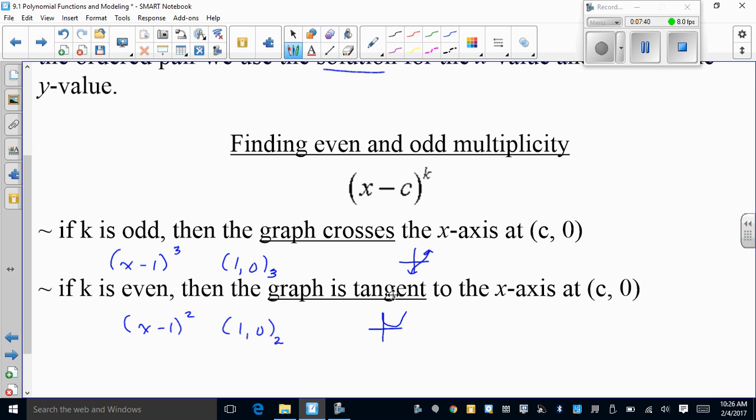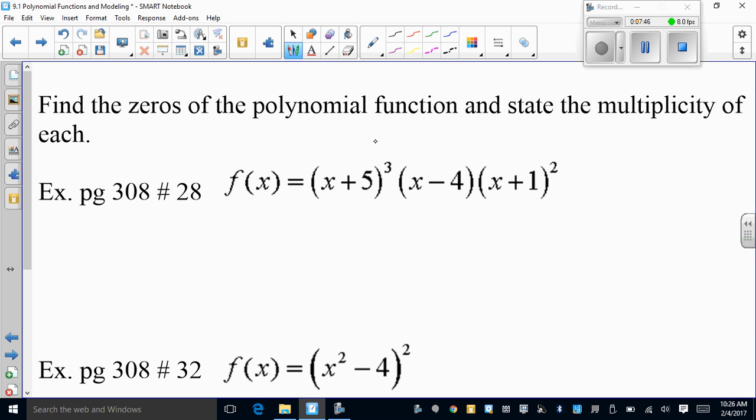Okay, so find the zeros of the polynomial function and state the multiplicity of each. So this one here: (-5, 0) with a multiplicity of 3, (4, 0) with a multiplicity of 1 (you don't really have to write the 1), and (-1, 0) with a multiplicity of 2.